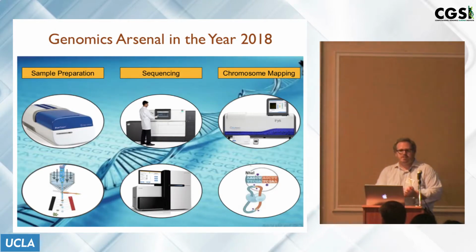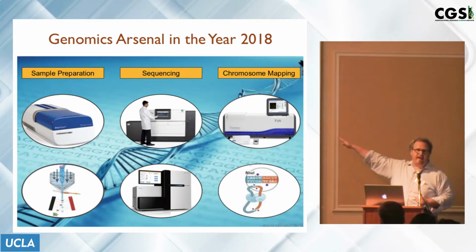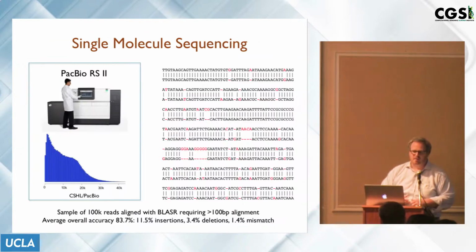So current research, the good news is we have a lot of new technologies at our disposal, from sample preparation, enhanced linked read sequencing, enhanced long read sequencing, all kinds of cool technologies for chromosome mapping. Of these, for de novo assembly in particular, the one I'm most excited about is single molecule sequencing.